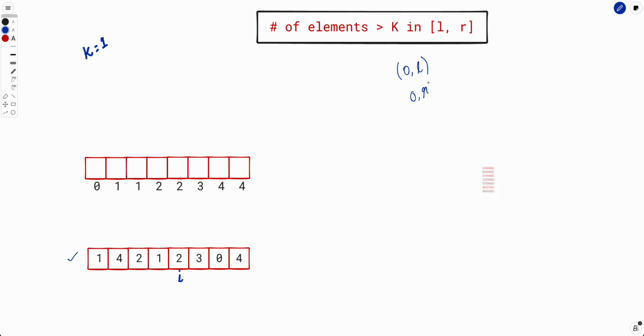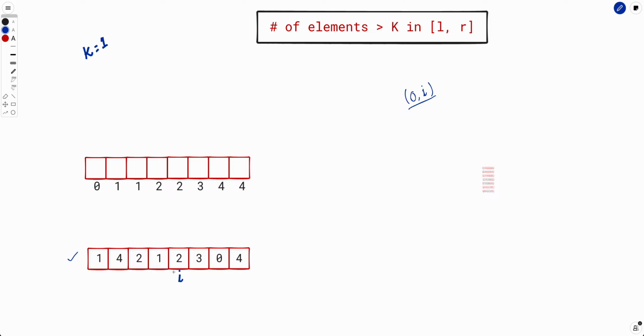So if we are able to find out how many elements are there which are greater than k in the range 0 to R, and if we are able to find out how many elements are there which are greater than k in the range 0 to L minus 1, we can simply subtract these two numbers and get how many elements are there which are greater than k in the range L to R, right? So the problem boils down to finding out the number of elements greater than k in the range, let's say 0 to I, right? So let's just replace this R with I.